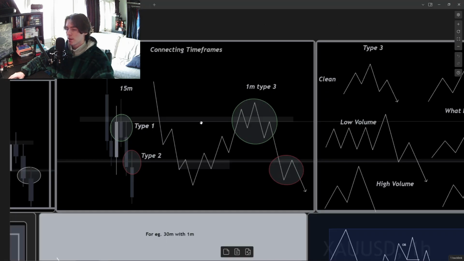So it's very simple on the entry models, but it's all about stacking those different time frames and connecting them to align. That's how you stack probabilities in your favor.